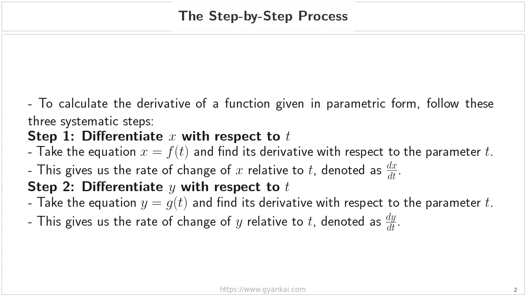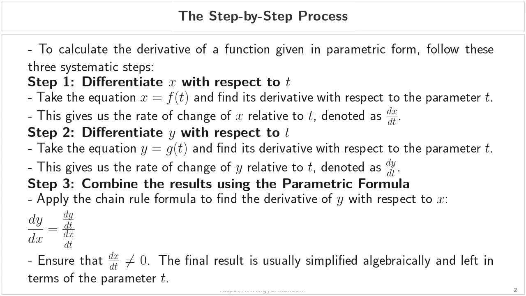Similarly, you take the equation where y is defined as a function of t and find its derivative with respect to the parameter t. This provides us with the rate of change of y relative to t, denoted as dy by dt. Finally, we reach step 3. Combine the results using the parametric formula.